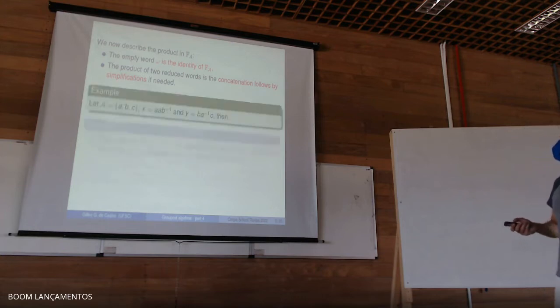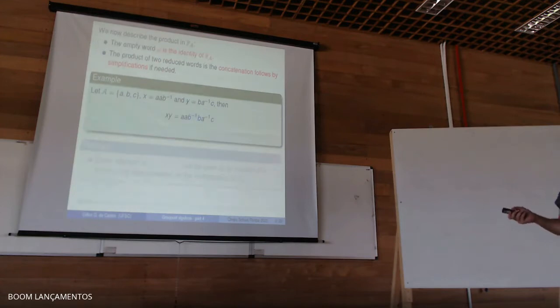So for instance, let's say you have, again, the same alphabet as before, A, B, C, and these two words, which are in the free group because they are both reduced. When you try to multiply them, what happens?